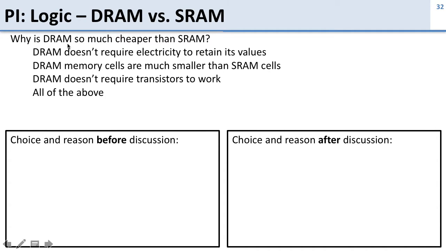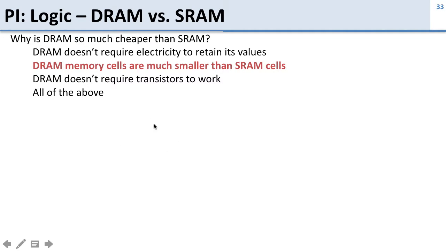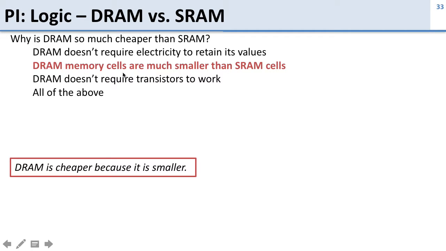So here's a basic question. Why is DRAM so much cheaper than SRAM? Well, the fundamental reason is that DRAM memory cells are much smaller. And if something's much smaller, we can make a lot more of it on a chip, which means it's going to be a lot cheaper. And we can take a look at why that is.